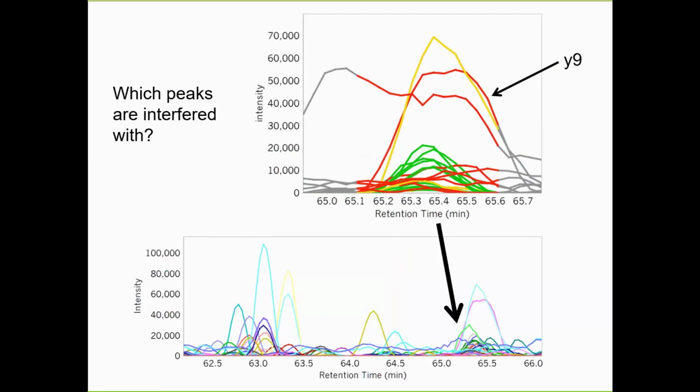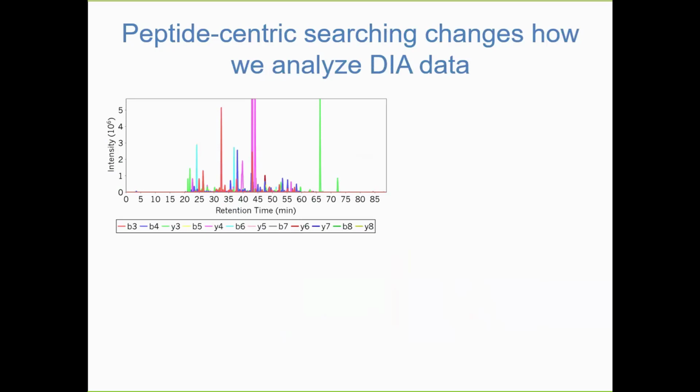And so from this kind of plot, it's important for whatever kind of computer software we're using to be able to determine the wheat from the chaff, as it were, and call the green peaks as being part of this peptide, and that the yellow and red are peaks that have been interfered with in some way. So this is actually how computer programs analyze this type of data nowadays with this peptide-centric approach.